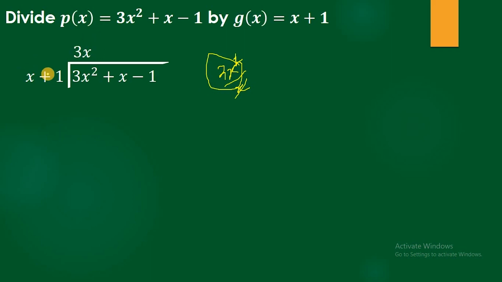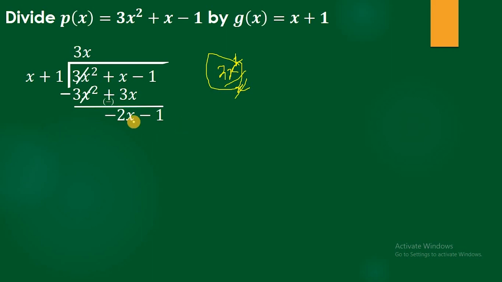So 3x into x plus 1. We have to multiply it with both the terms in the divisor. So 3x into x is 3x square plus 3x, because 3x into x is 3x square, and 3x into plus 1 is 3x. So when you subtract it, both signs will change. So here 3x square, like terms with different signs, will get cancelled. And plus x minus 3x, you will get minus 2x, and we'll copy down whatever is left, that is minus 1.